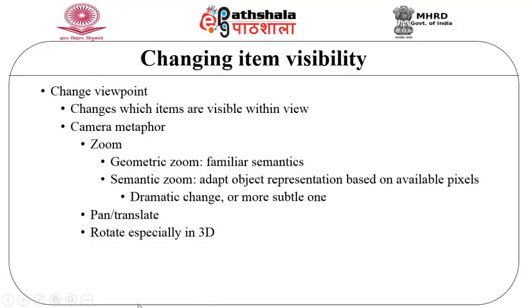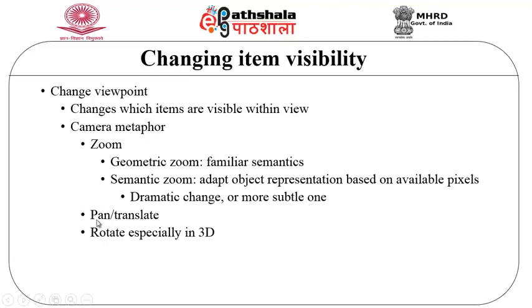Next, changing the item visibility. We try to change the viewpoint as such, which changes which items are visible within the view. So the camera metaphor itself changes. We try to zoom in, where there are different types of zooming like geometric zooming and semantic zooming. In the case of geometric zooming, it is familiar semantics. In the case of semantic zooming, we try to adapt object representation based on the available pixels. There is a dramatic change or more subtle ones basically.